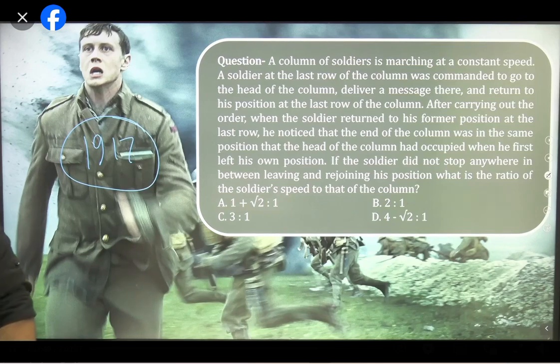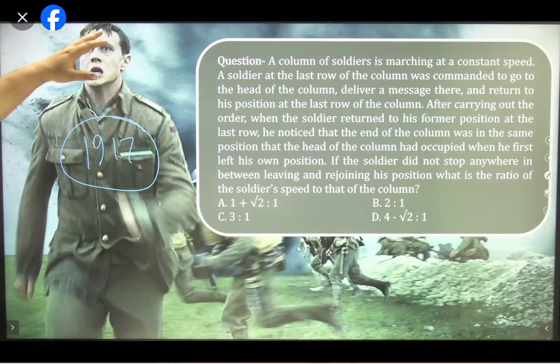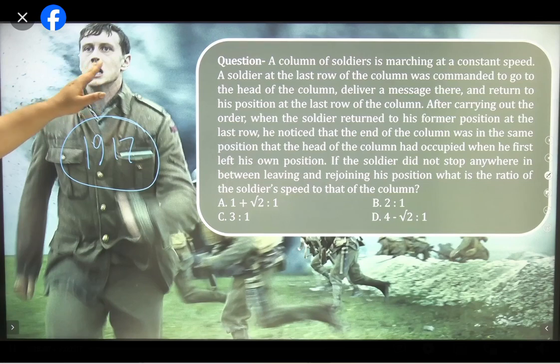Okay. Yes, Nikhil. See, people have come with the answers also. A column of soldiers is marching at a constant speed. A soldier at the last row of the column was commanded to go to the head of the column, deliver a message there, and return to his position at the last row of the column. After carrying out the order, when the soldier returned to his former position at the last row, he noticed that the end of the column was in the same position that the head of the column had occupied when he first left his own position. If the soldier did not stop anywhere in between leaving and rejoining his position, what is the ratio of soldier speed to that of the column?